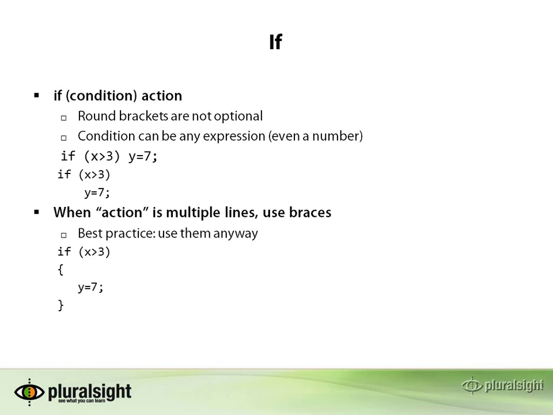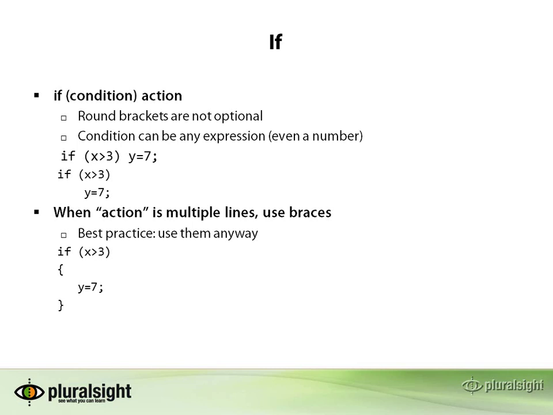If x is greater than 3, open brace, y is equal to 7, close brace. The reason I prefer them is simple. When you go and add a second line, you can add it in between the braces and it'll still work. If you just add a second line when you didn't have any braces and you forget to add them, you get weird bugs because nobody complains, but the second line gets executed every single time, regardless of whether the if is true or not.